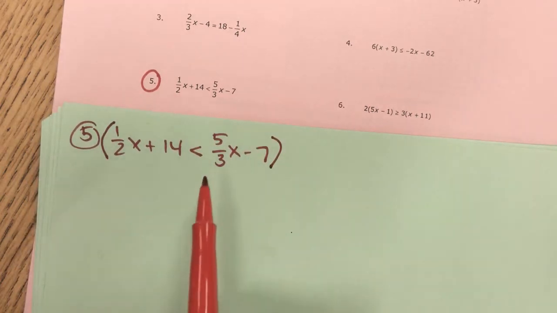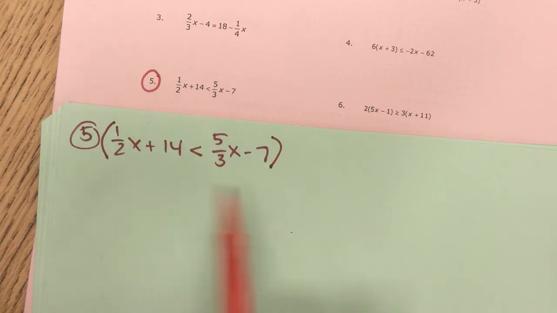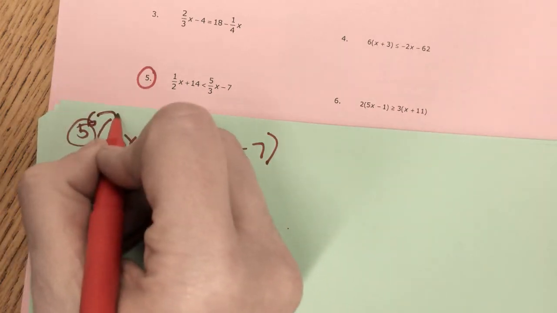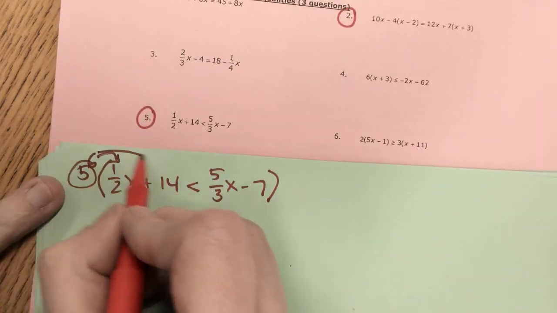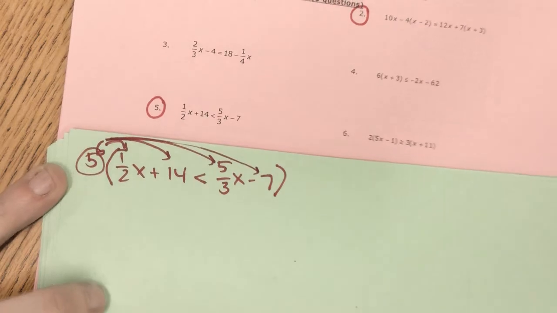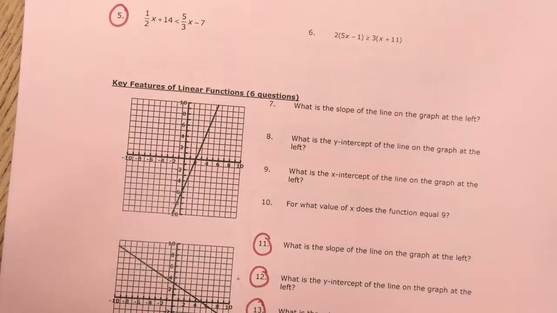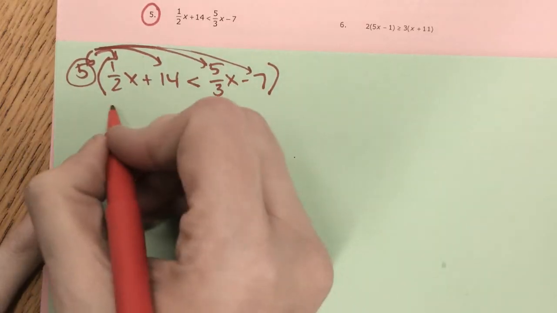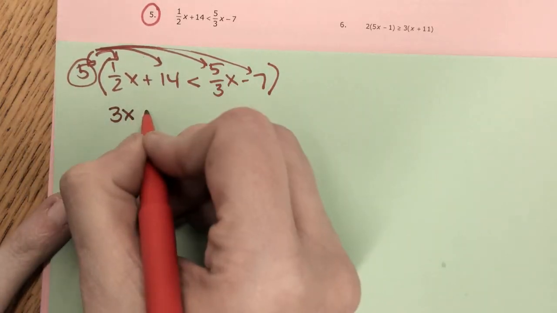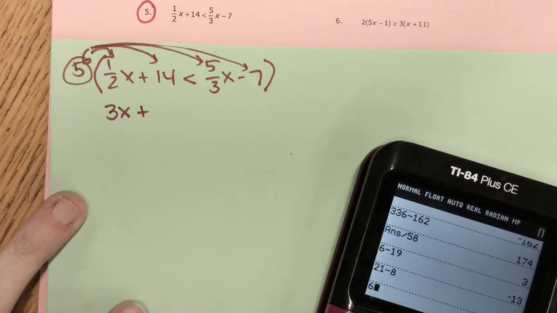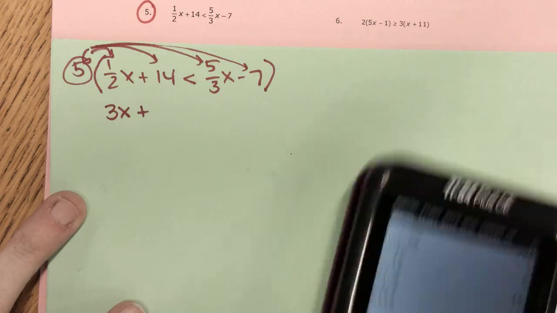So I'm going to multiply everything by the common denominator. The common denominator in this case is 2 times 3, it's 6. I'm not multiplying it just by the fractions. That is a mistake that I have seen made a lot. I want you to multiply it by everything inside there. So 6 times 1/2 x is 3x. I don't know what 6 times 14 is, but I have a calculator, so 6 times 14 is 84.